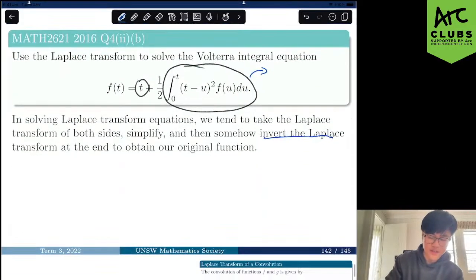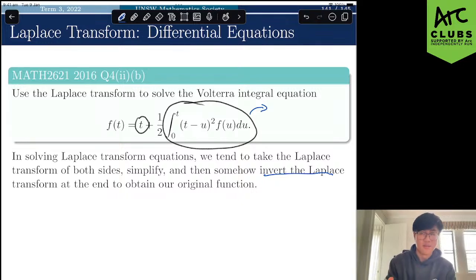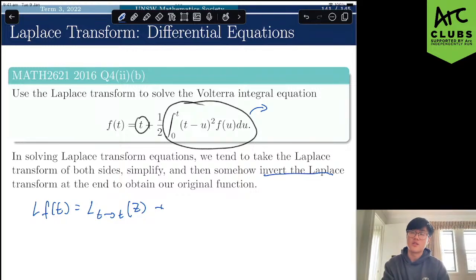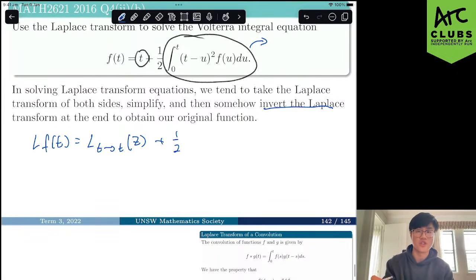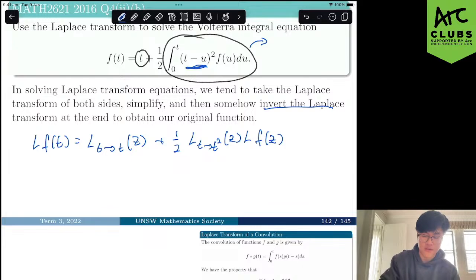All right, so firstly, let me write out this equation. If we want to find the Laplace transform, we apply it to both sides. So we're doing this transform here. And as I said, we want to look at the convolution, and the Laplace transform of a convolution is just the two functions' transforms multiplied together. So if our inner function here is g, we want the transform of t squared, and then the Laplace transform of f. Now we just want to find what each of these is.